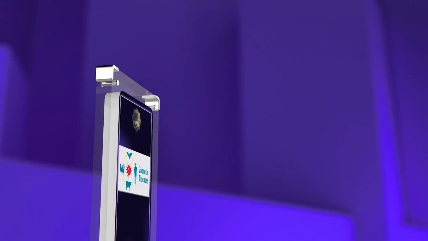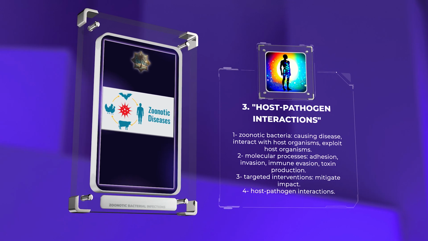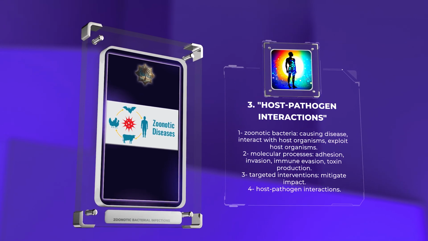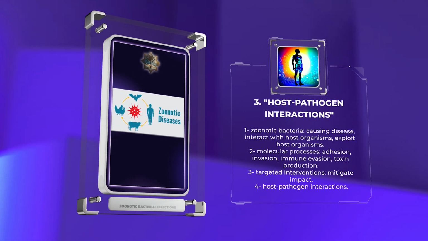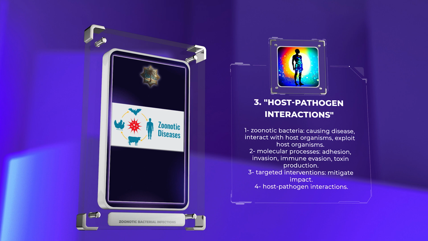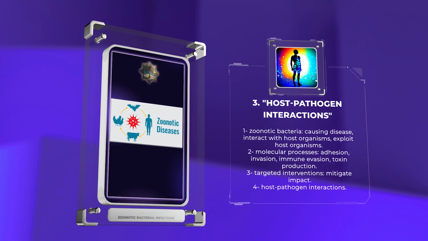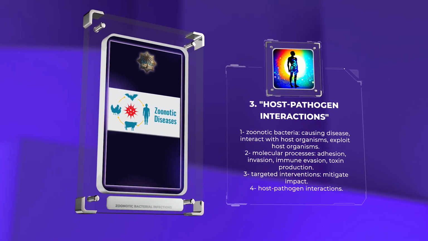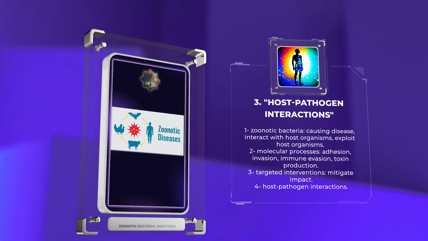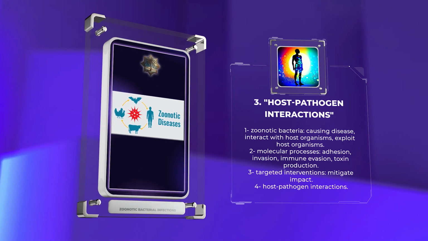The success of zoonotic bacteria in causing disease lies in their ability to interact with and exploit their host organisms. These interactions involve a series of molecular processes, including adhesion, invasion, immune evasion, and toxin production. By understanding the strategies employed by zoonotic bacteria to establish infections in both human and animal hosts, we can develop targeted interventions to mitigate their impact. In this topic, we will explore the fascinating world of host-pathogen interactions.